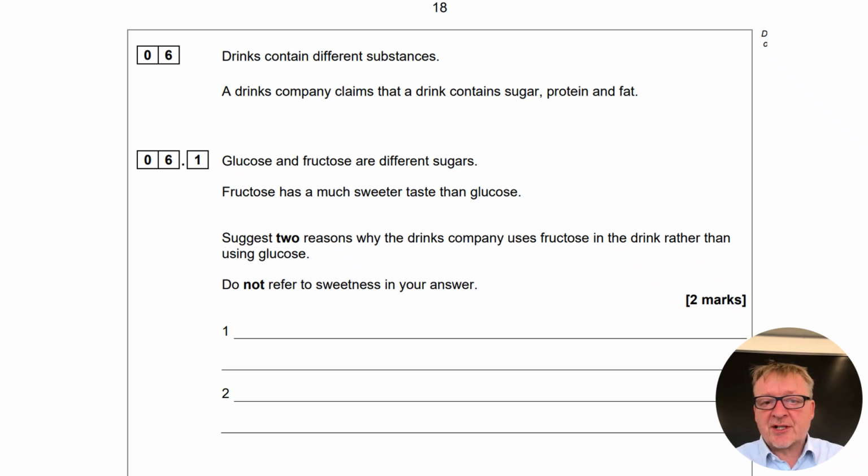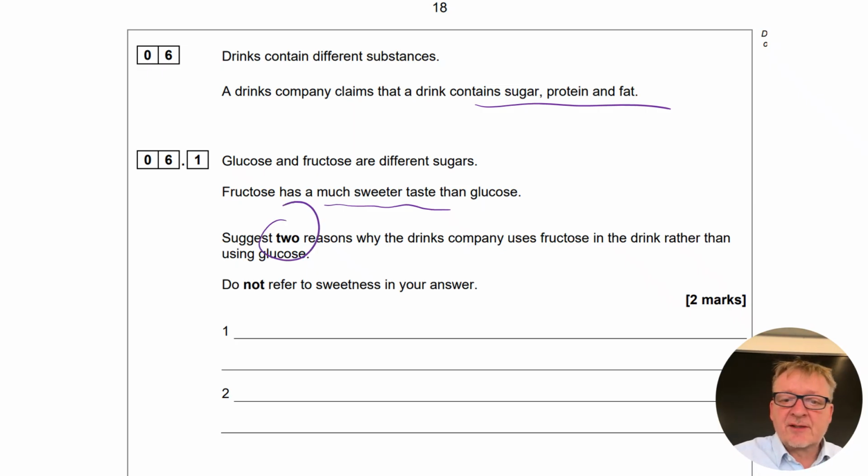Question numero 6, right? Drinks contain different substances. A drinks company claims that a drink contains sugar, protein, and fat. Glucose and fructose are different sugars. Fructose has a much sweeter taste than glucose. Suggest 2 reasons why the drinks company uses fructose in the drink rather than glucose. Do not refer to sweetness. Okay, so that's telling you one of the answers you don't write.